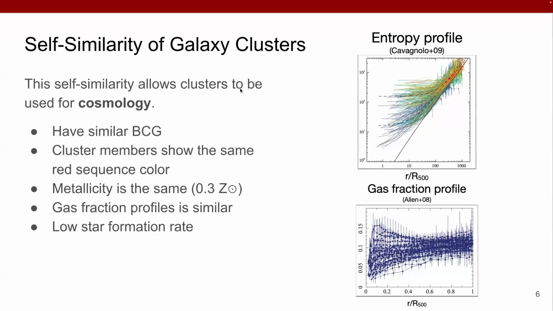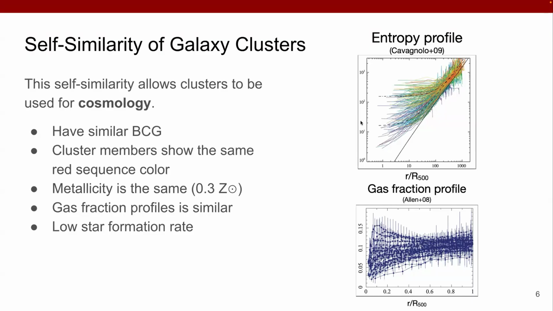Okay, so why is it helpful? Because the fact that almost all the galaxy clusters look the same is very important for cosmology. The reason they look the same is, first, we have a very similar BCG. The cluster members look pretty much the same color everywhere. The metallicity of the ICM is pretty much the same thing: 0.3 solar metallicity pretty much everywhere.